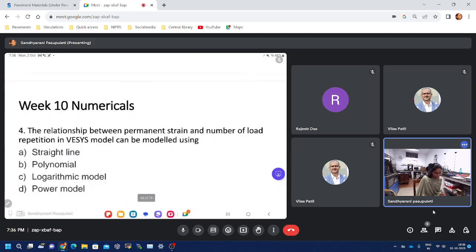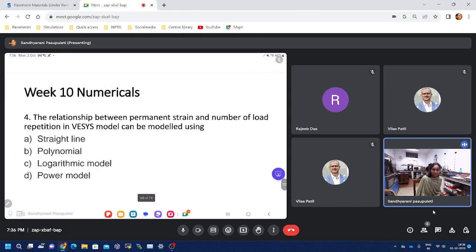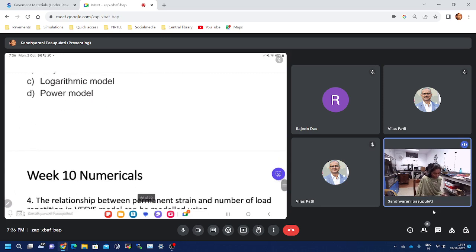Direct question. The relationship between permanent strain and the number of load repetitions is completely based upon past research and also laboratory data, and they have observed that the permanent strain and the load repetitions follow the power model.